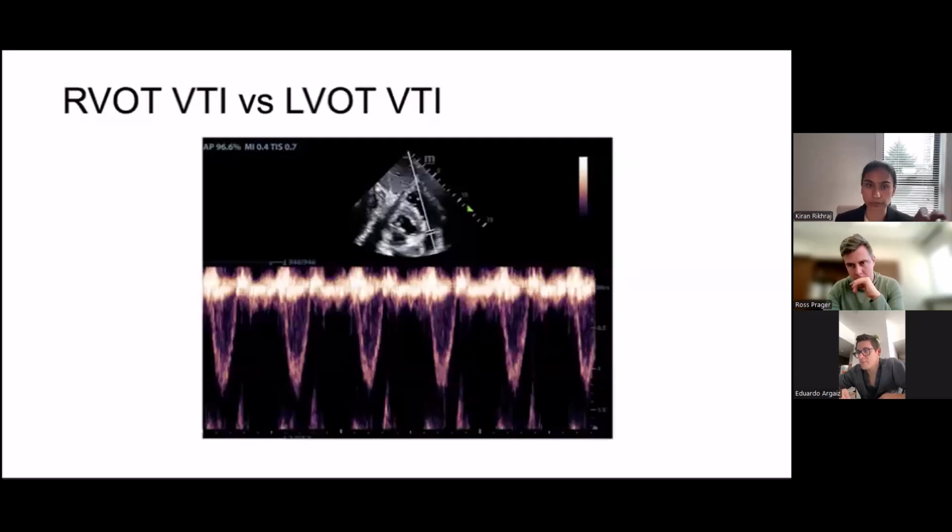What goes out of the right heart must go out of the left heart, unless you have a big shunt or severe AI or pulmonic regurgitation. But typically the cardiac outputs are the same.